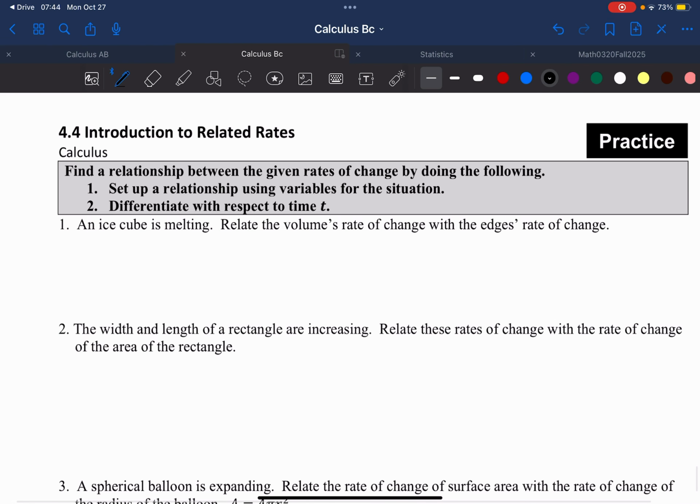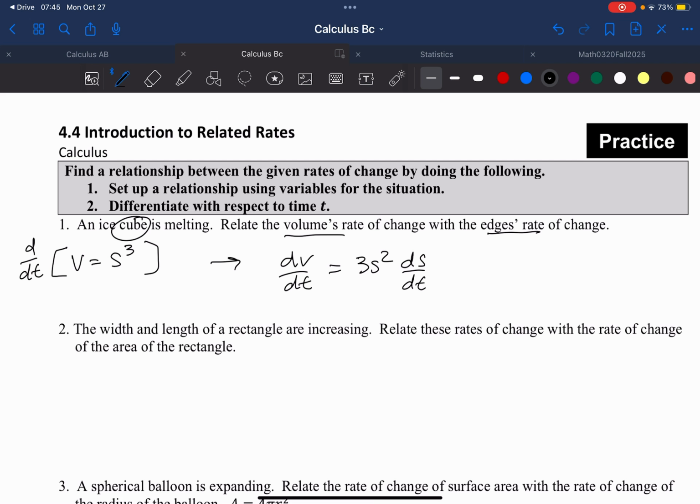It says an ice cube is melting. Relate the volume's rate of change with the edge's rate of change. So volume with the edge. Well, we know that a cube's volume is equal to the side cubed. So side times side times side. So let's go ahead and take the derivative with respect to time. So that means I have dV dt is equal to 3s squared ds dt. And that's my answer. That's all it's looking for. So you're going to do that for every single problem.